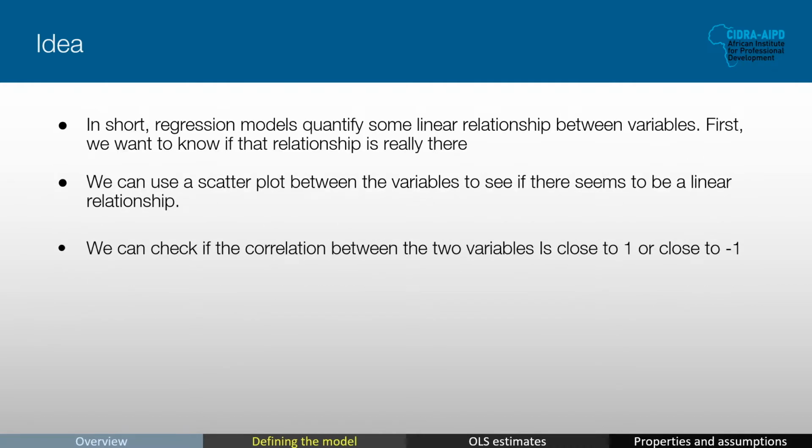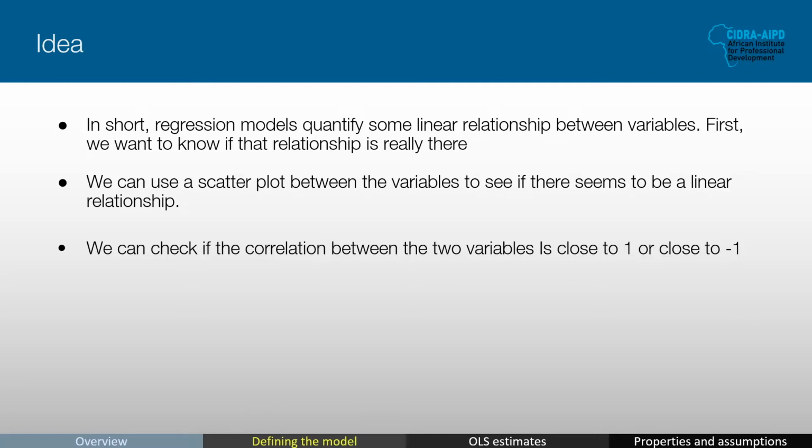So regression models are going to help us to quantify some linear relationship between what we call the explanatory and the dependent variable. We're going to assume that some relationship is there, and we're going to help the model find us exactly how strong this relationship is, or show us that in fact we were wrong and it was never there in the first place.